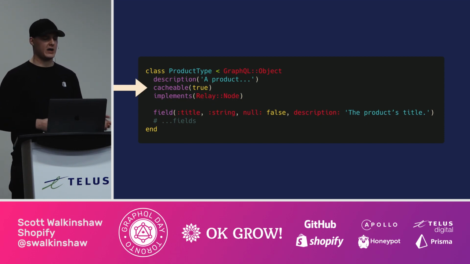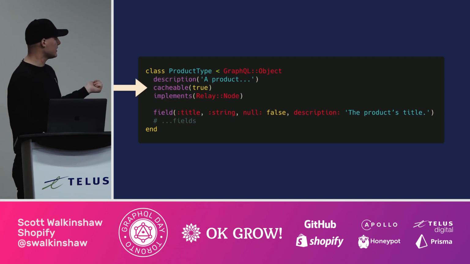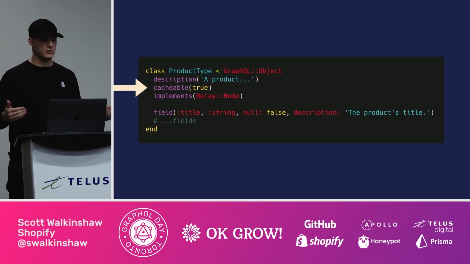So we made the concept of caching opt-in. We default to everything being not cacheable. So only if we're sure a type is cacheable do we set it to true. So here's an example of a product type in our schema or in our code base. And you can see that we have opted into caching. We set cacheable true.